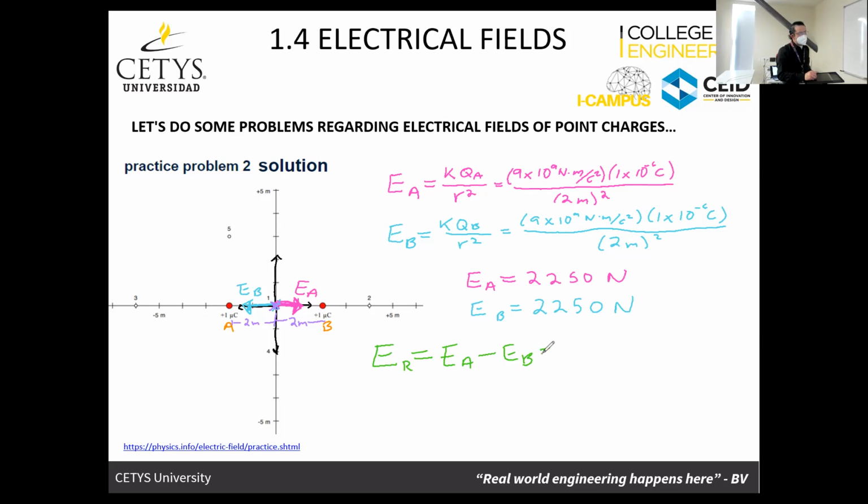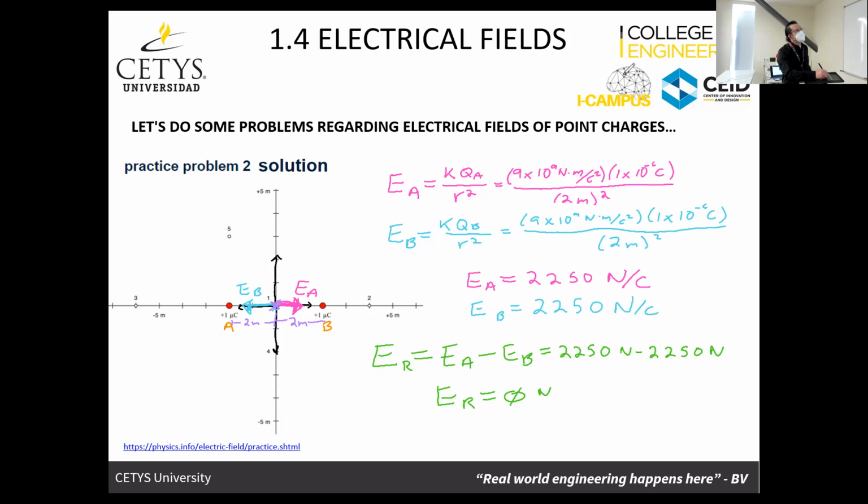And so this is actually going to be 2,250 newtons minus 2,250 newtons. So the resultant electrical field at that point is going to be 0. Oh, I made a mistake here. Just let me correct that. The units are newtons divided by coulomb. I forgot about that. Newtons divided by coulomb.